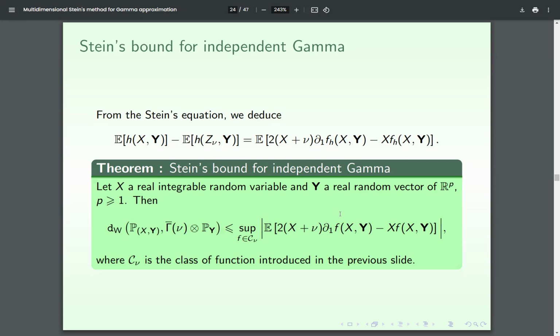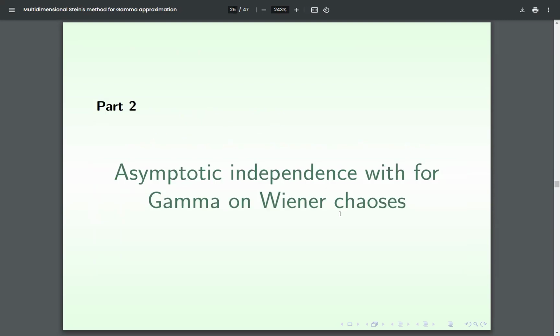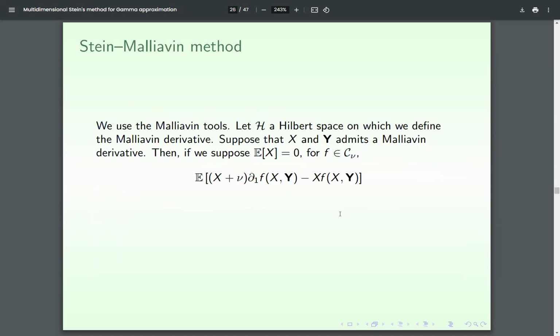Okay, so this concludes the first part about the Stein's method for the gamma distribution, and now we'll apply it to Wiener chaos. And it is here that we will use the Malliavin calculus. So here we go. We define the Hilbert space H, where we can define the Malliavin derivatives. And we will suppose for the rest of the talk that X and Y can be differentiated in the sense of Malliavin, and we suppose that X is centered.